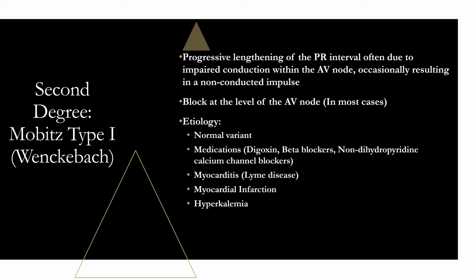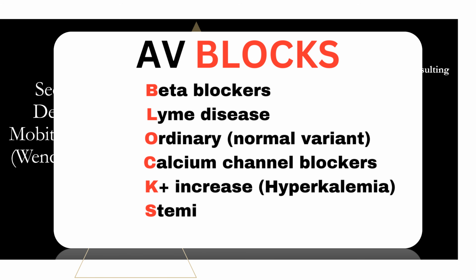But the main ones, the ones that you need to memorize, the ones that will likely come up on an exam question, the way that I used to remember them is with the mnemonic BLOCKS, as in AV blocks. The B stands for beta blockers, the L for Lyme disease, O for ordinary, as in your normal variant in young athletic patients, C, calcium channel blockers, non-dihydropyridine agents specifically, K for K increase, as in hyperkalemia.